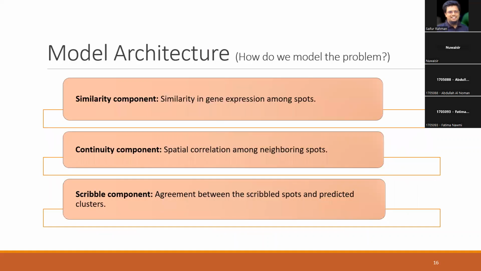So to formulate the problem, we have to think of three components. One is the similarity component that identifies the similarity in gene expressions among spots. The continuity component takes care of the spatial correlation among the neighboring spots, and the scribble component takes care of the agreement between the scribbled spots and the predicted cluster by the algorithm.